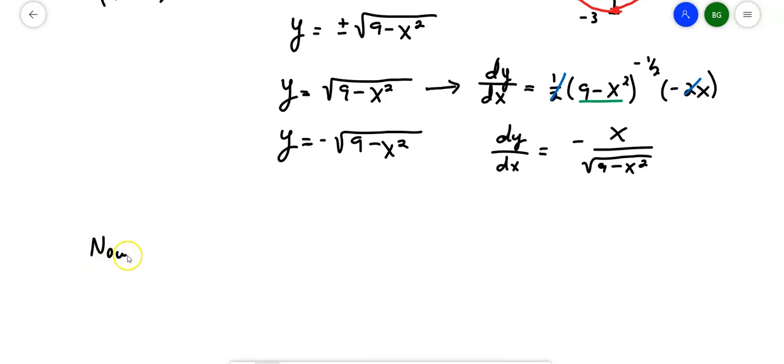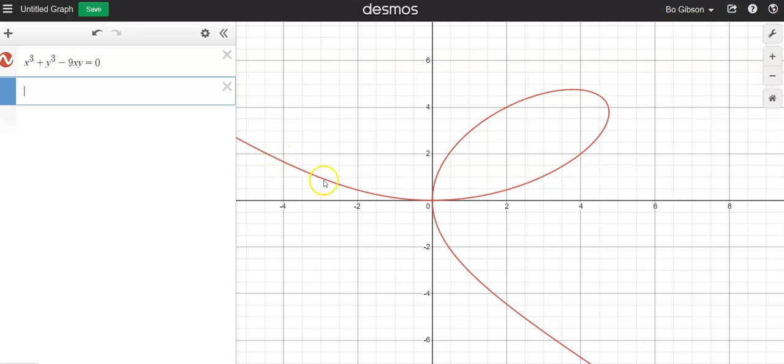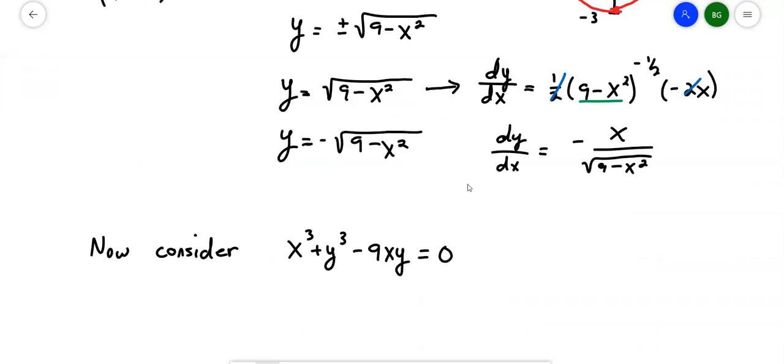So now consider, let's look at x cubed plus y cubed minus 9xy equals 0. Now, if you're curious, here's what that looks like. That's the curve that it produces. So definitely y cannot be expressed as a function of x. Definitely not right off the bat.